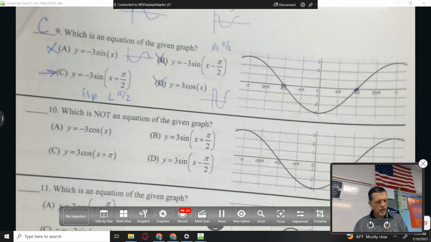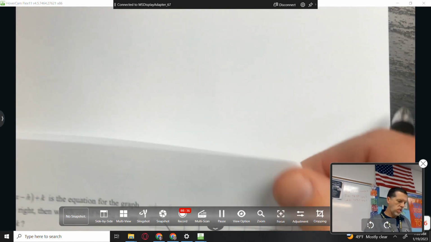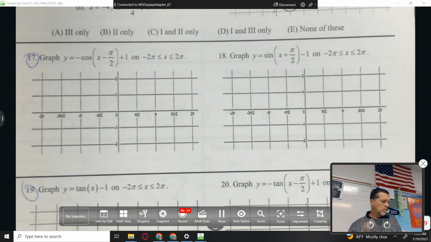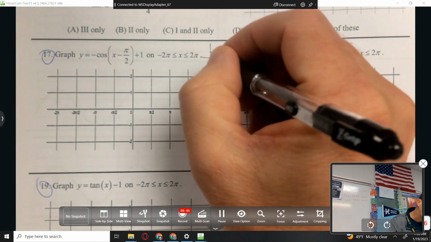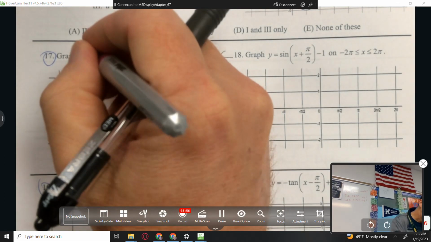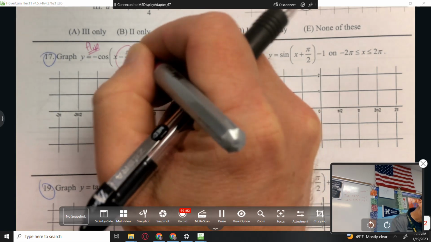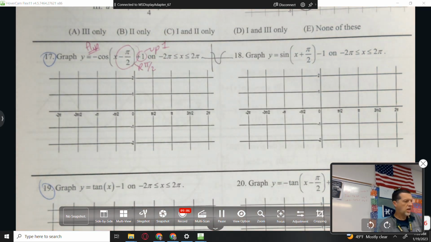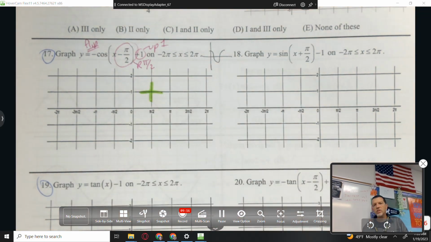Let's turn to 17. Negative cosine. I'm going to start by graphing a little picture of cosine there. Negative, so it's flipped. Minus pi over 2, so right pi over 2, and up 1. And we like it when the grid is given, it makes things a little easier. Right pi over 2, up 1, will be right there. So there's our new origin.